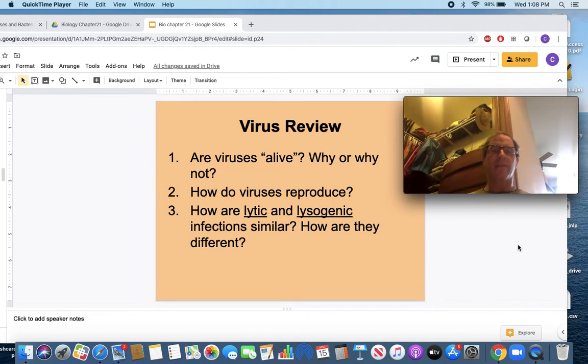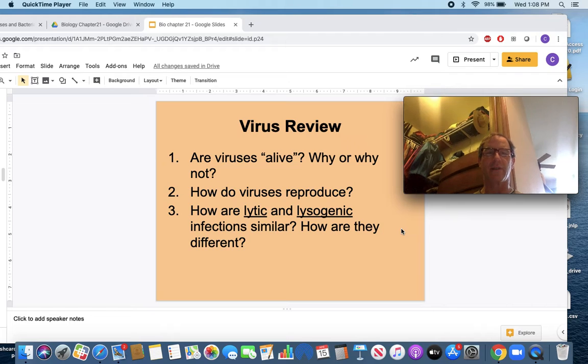Okay, first of all, are viruses alive? Why or why not? Most scientists say they are not alive because they cannot reproduce on their own or do anything on their own. How do viruses reproduce? As you know, they have to have a host cell. The host cell does all the work for them. All the virus does is get their genetic material in and give the host cell instructions on how to basically keep it going.